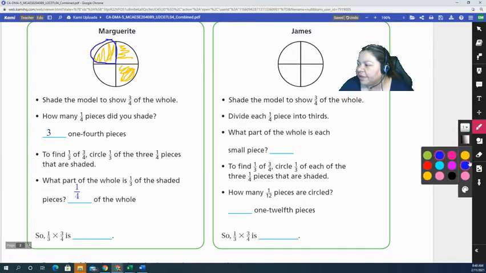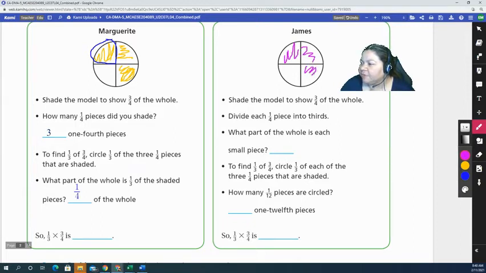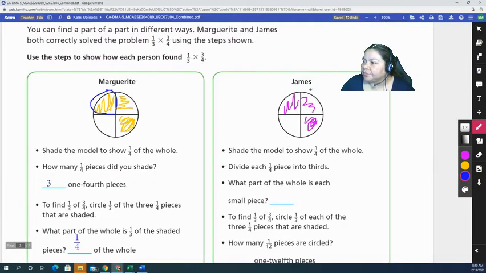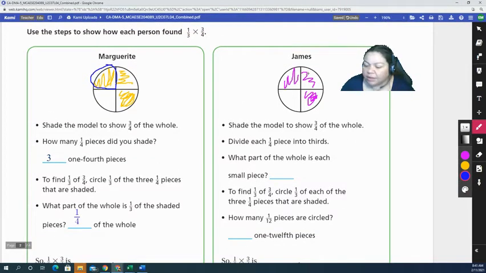So we start the same way, shading 3/4. So we go 3/4, 3 out of 4 pieces. Now it says divide each 1/4 piece into thirds. So in this one, she's going to divide each of these pieces into sections. So let's see. Every fourth, I'm sorry, will be divided into thirds.